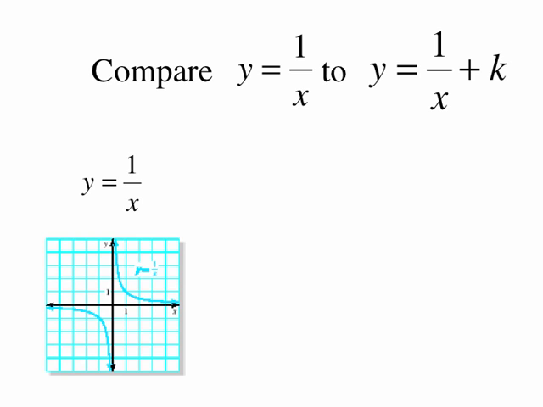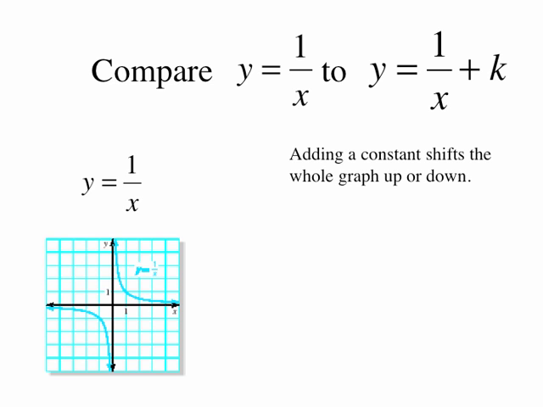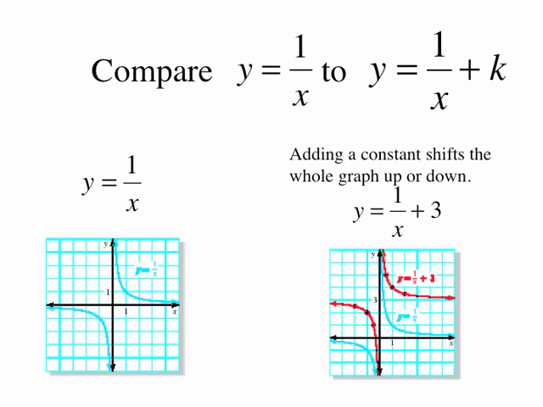Now let's look at what happens if we add a constant term after that inverse variation part. So if we have y equals 1 over x plus k, that plus k number, adding that constant is going to shift the whole graph up or down. So if I have y equals 1 over x plus 3, that plus 3 is going to take the whole graph and shift it up 3 units. You can imagine that if it were y equals 1 over x minus 3, then it would shift the whole graph down 3 units.